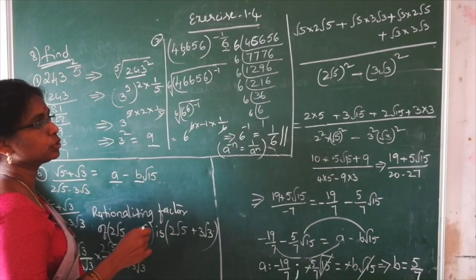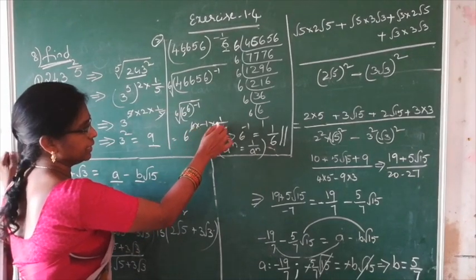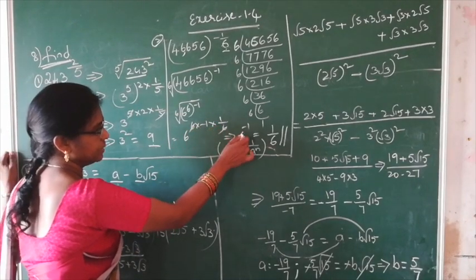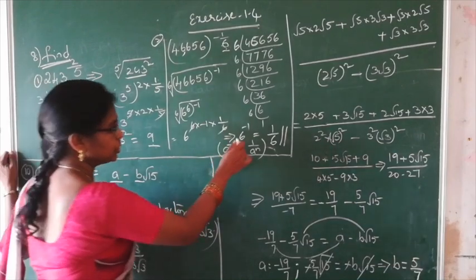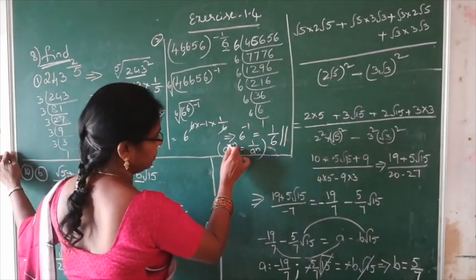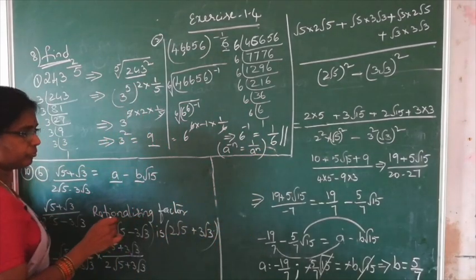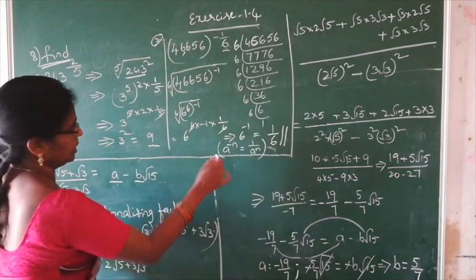46,656, which table goes? 6 table, 6 times. Then 6 into minus 1 into 1 by 6. 6 will cancel, minus 1. Therefore, 6 to the power of minus 1 is equal to 1 by 6. That is, a to the power of minus n is equal to 1 by a to the power of n. It is as per exponential law.